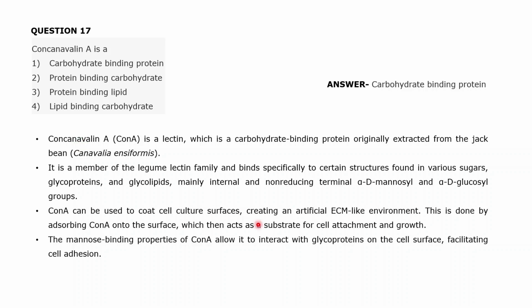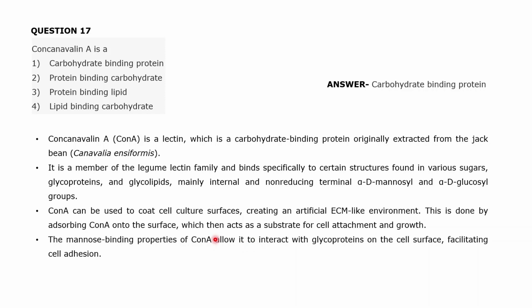So it is used as a cell culture coating material, creating an artificial ECM-like environment. Because of the presence of glycoprotein, any cell that consists of a large amount of glycoprotein can use this as an extracellular matrix, and once the cell is attached to it, it can promote its growth as well as proliferation. And yeah, so I think that is quite clear.